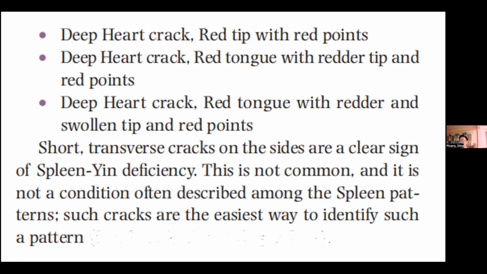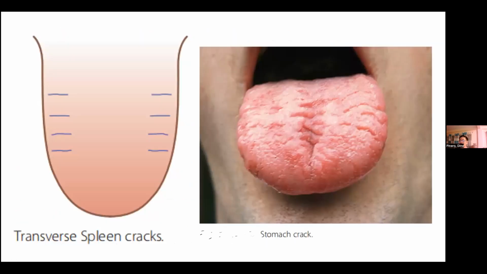A short transverse crack on the sides are a clear sign of spleen yin deficiency. This is not common and it is not a condition often described among the spleen patterns. Such cracks are the easiest way to identify such a pattern. So ito po yung example ng mga meron siyang transverse crack, transverse spleen cracks. Tapos, itong isa is stomach crack. Okay?